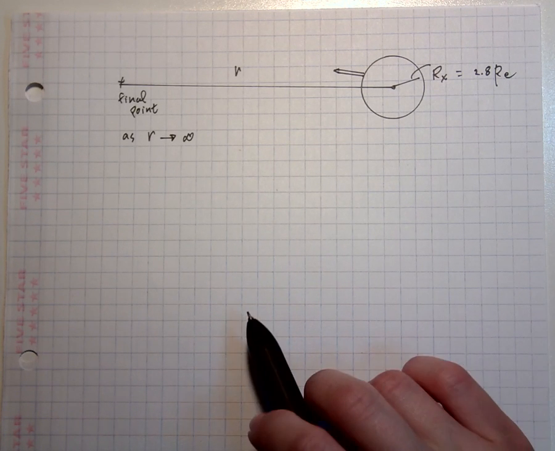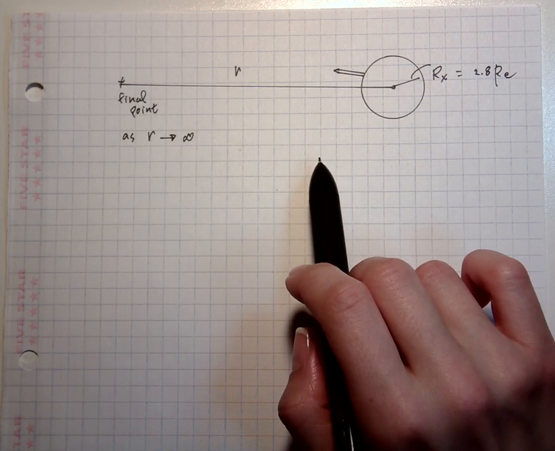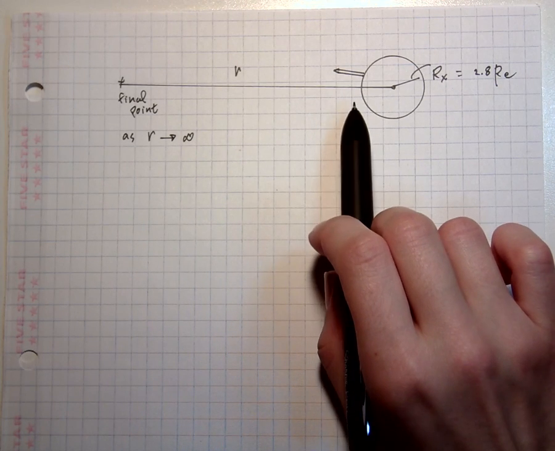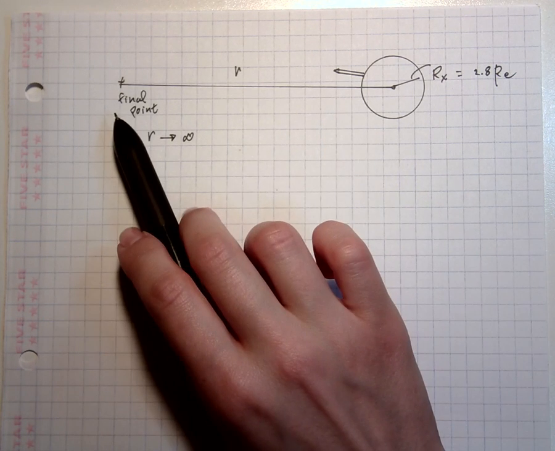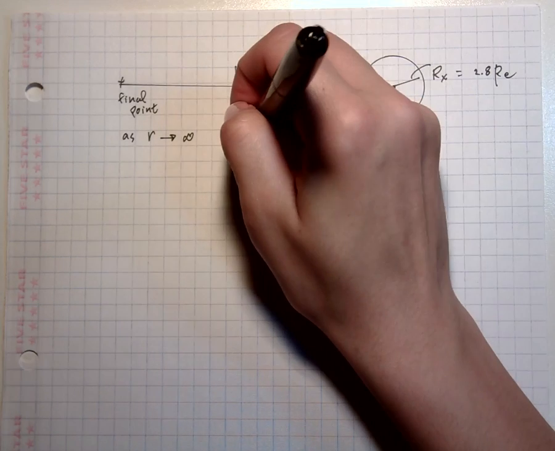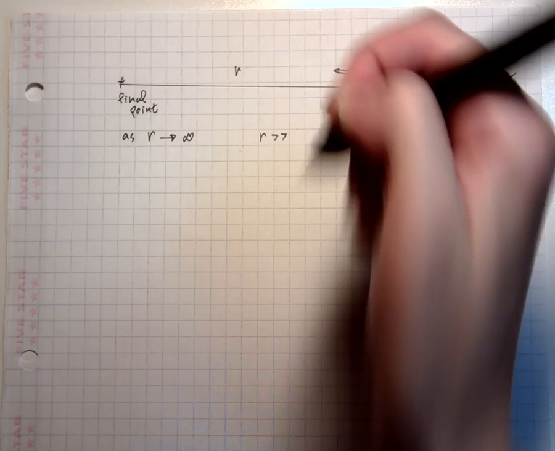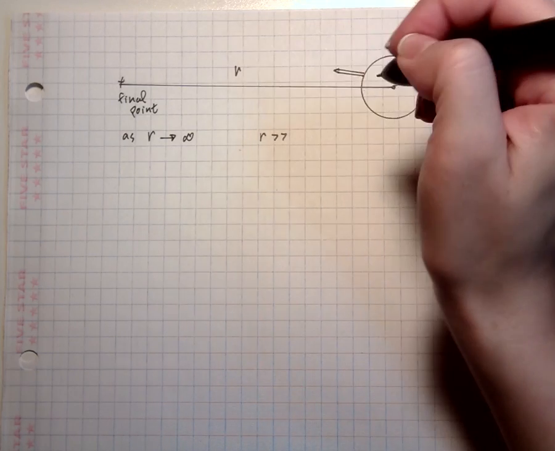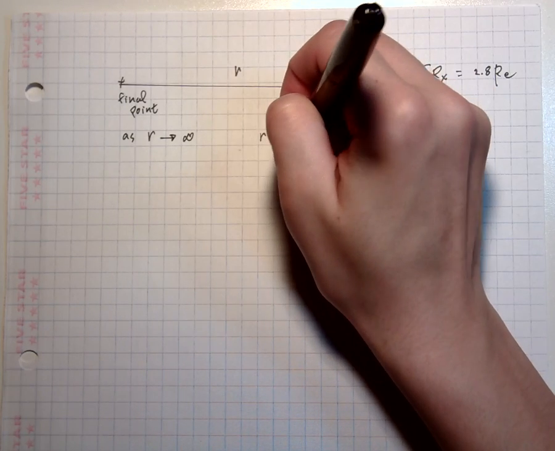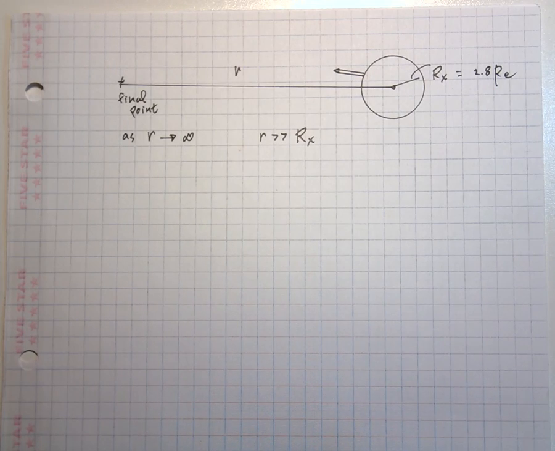We'll define 2 points. So the initial point is going to be starting at the surface of the planet. So this is where you're launching from. And the final point is going to be some infinite distance away. So some distance, let's say, as r goes to infinity, or you could say as the distance r is much, much bigger than the radius of planet X. So we're getting away from the influence of planet X.